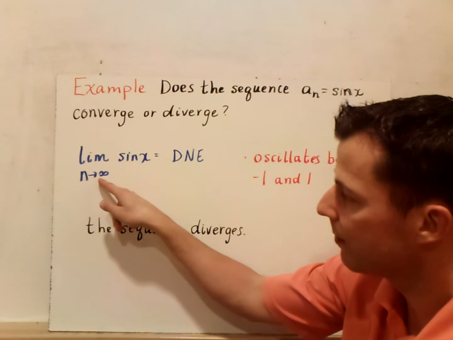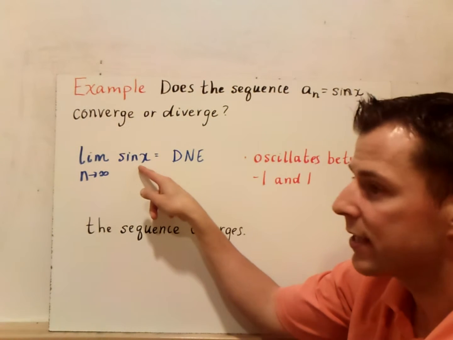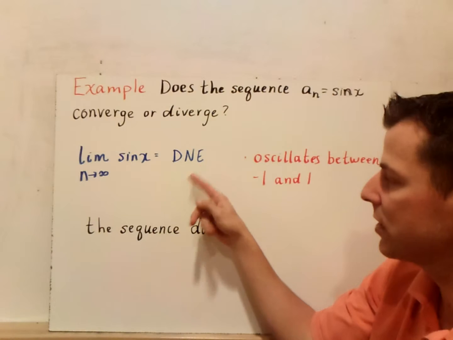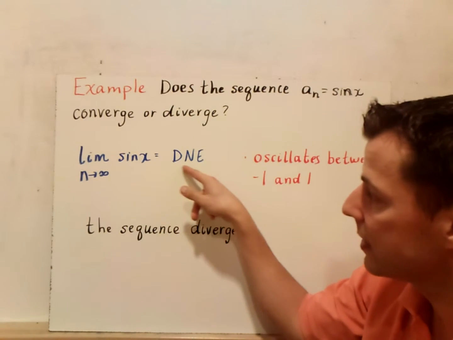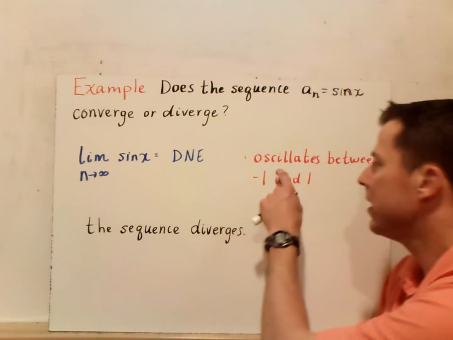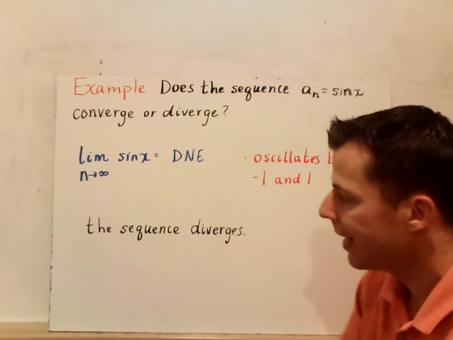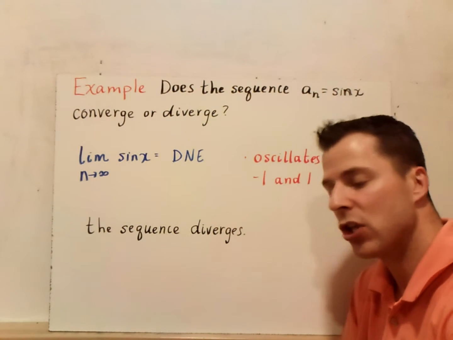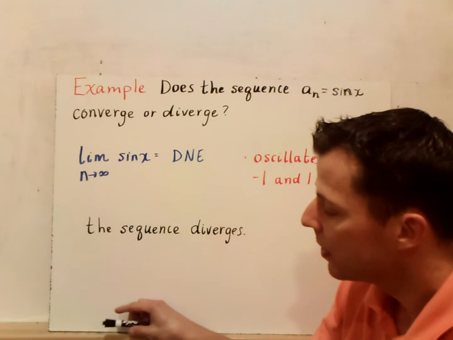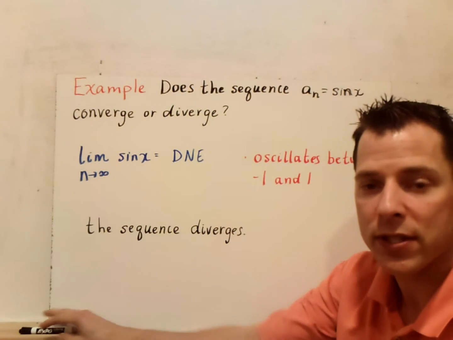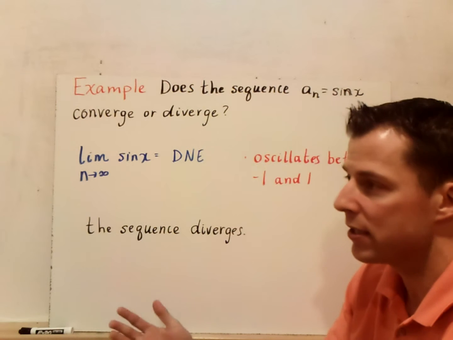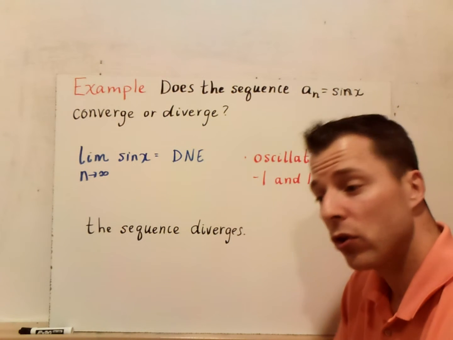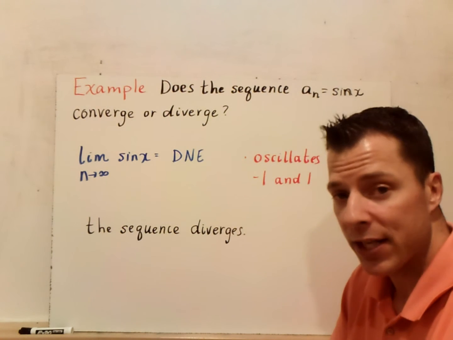So the limit as n approaches infinity of the sine of x function does not exist. You might say infinity, but it doesn't exist here. It oscillates, but it does oscillate between negative 1 and 1. However, the sequence is going to diverge. You're not getting close to a number. Okay? So those are a couple examples of sequences that converge and diverge just based on looking at the limit of that expression.